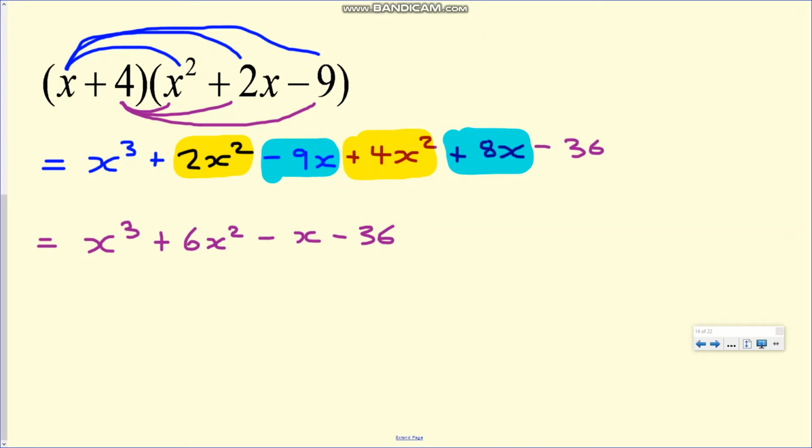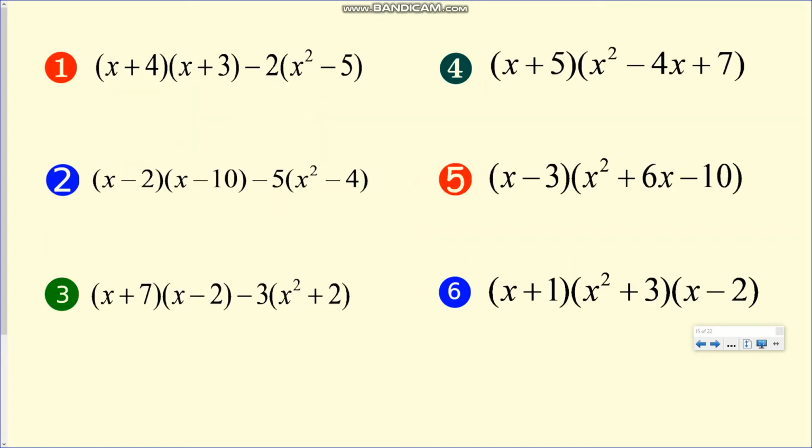Again, if you need the board any longer, make sure you press pause here, but I'm going to go into the questions that you need to complete. Okay, so here are 6 questions that you need to complete, all to do with expanding and simplifying. Make sure that not only you expand, but you simplify by collecting terms at the end. Pause here, give yourself a bit of time to do this exercise, and then when you're ready, unpause and I'll give you the answers.